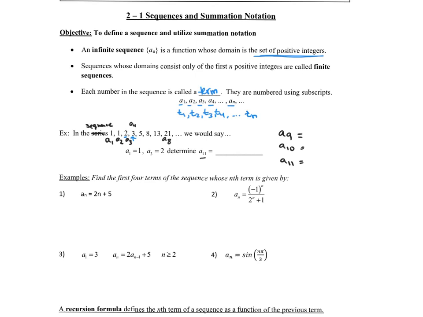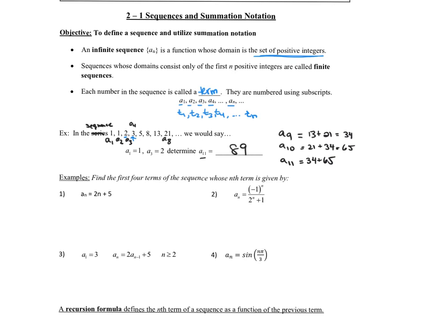A9 would be 13 plus 21, so that's 34. A10 is 21 plus 34, or 65. And then A11 would be 34 plus 65, which makes it 89.